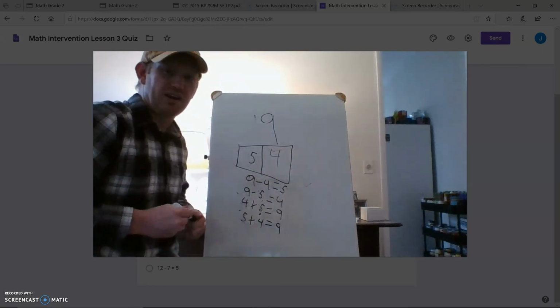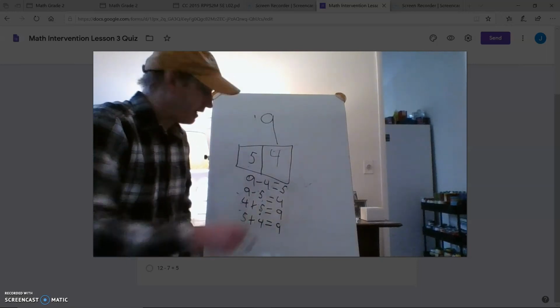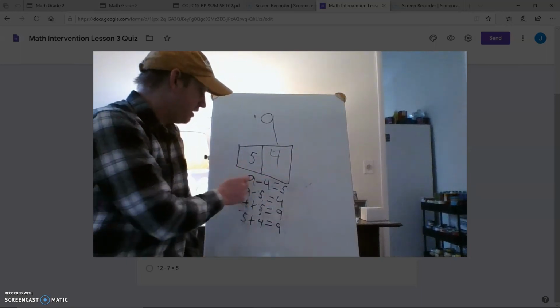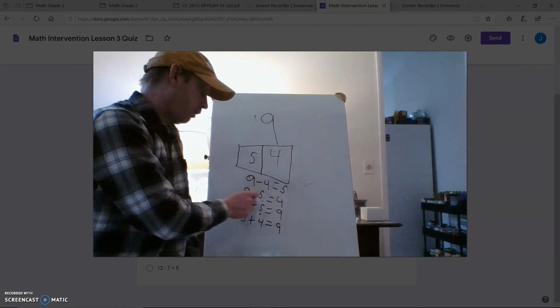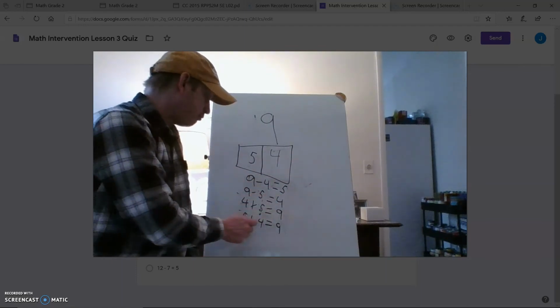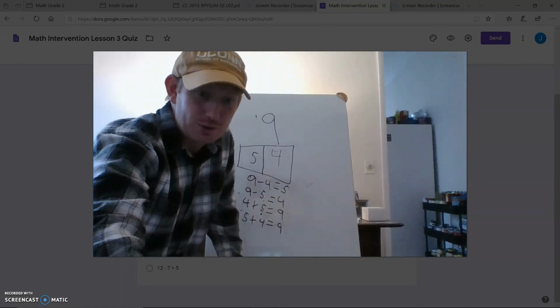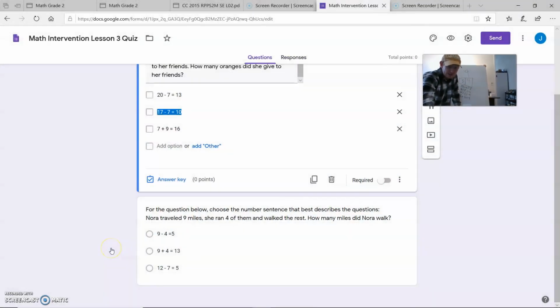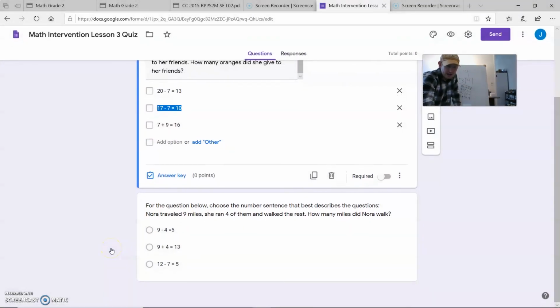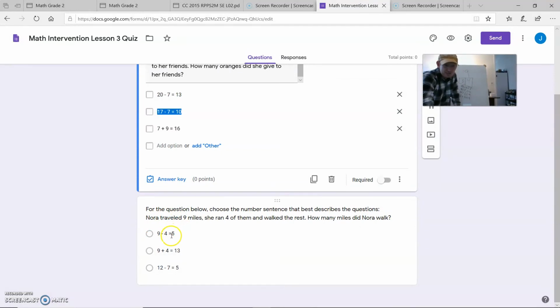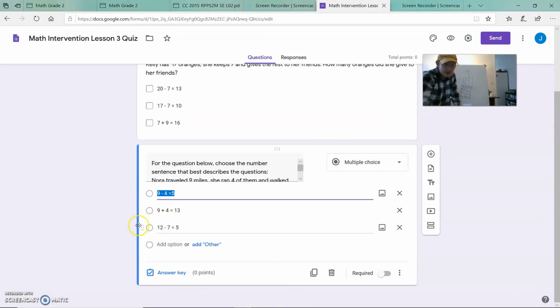And then I can check. I have 9 minus 4 is 5. 9 minus 5 is 4. 4 plus 5 is 9. And 5 plus 4 is 9. So when I go to my answers, I see that I have 9 minus 4 is 5. That is one of my answers. 9 minus 4 is 5. So I know that that's the answer.